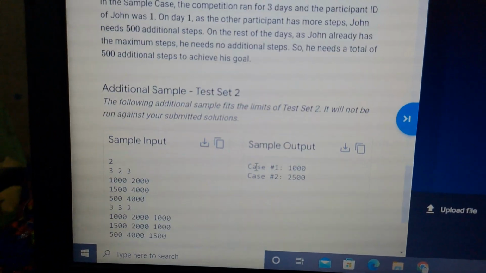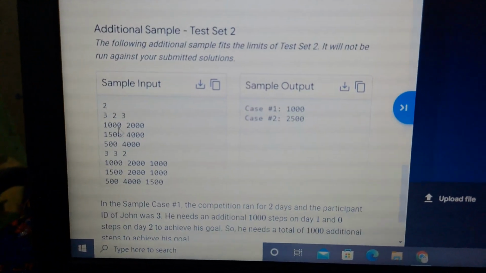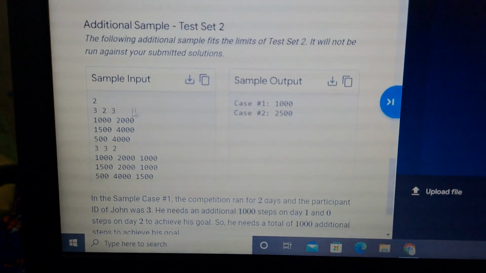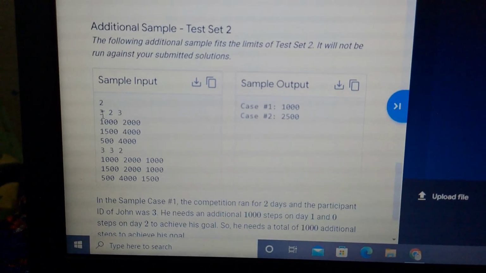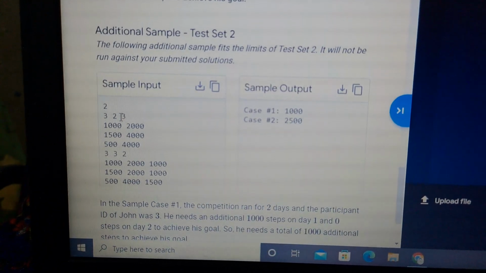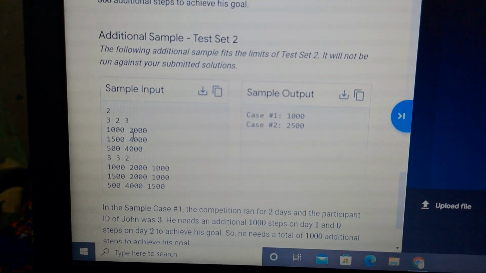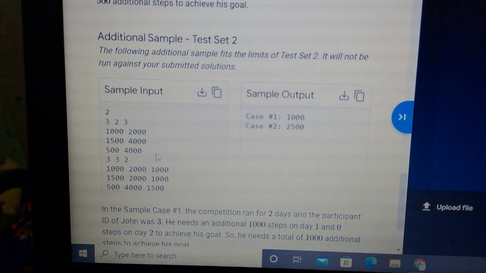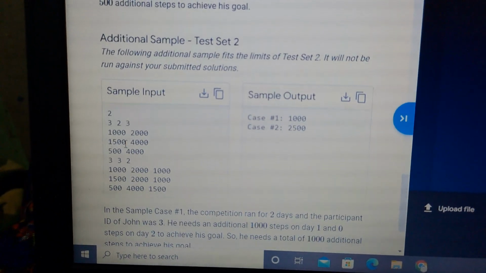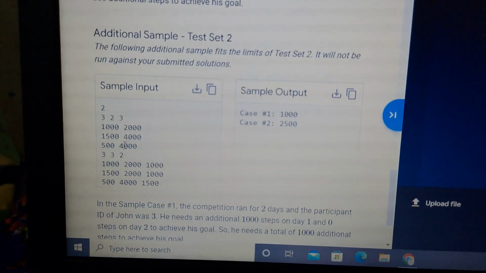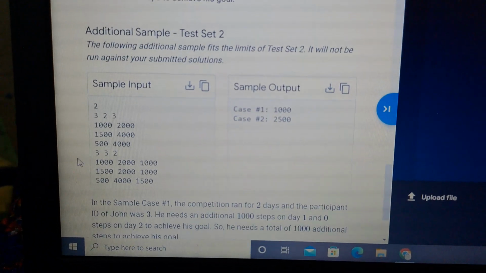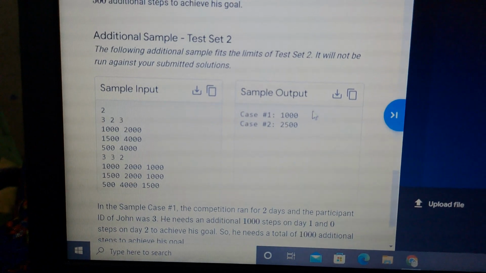Now the additional sample test cases with m, n, p have been given. There are 3 participants, the competition runs for 2 days, and the ID of John is 3. Here the scores are 1000, 2000, 1000, so a thousand more steps are required for John on the first day. On the second day, the scores are 2500.